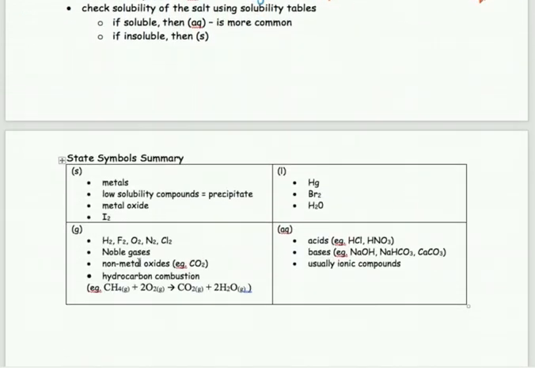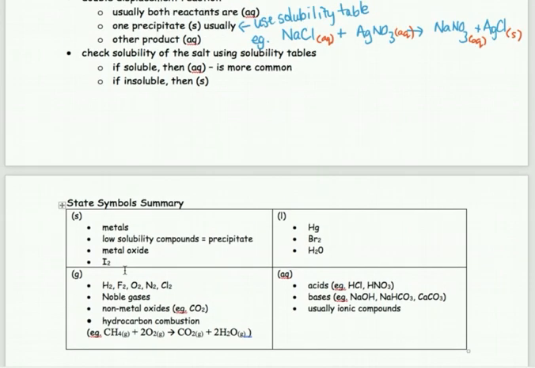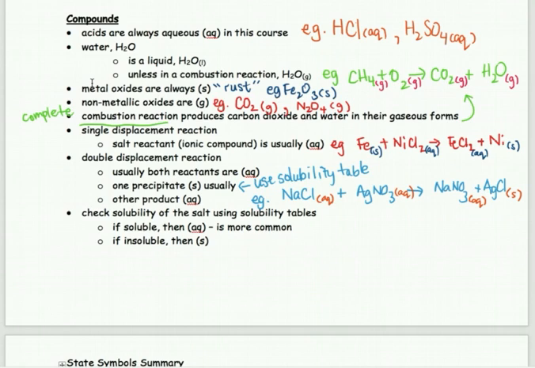So yeah, these are always gases. The noble gases are gases, and then the non-metal oxides. Okay, so remember these are the new ones: metal oxide and non-metal oxide. Non-metal oxides, think of carbon dioxide, right? Not carbon monoxide, okay. Sulfur dioxide, those ones are all gaseous.